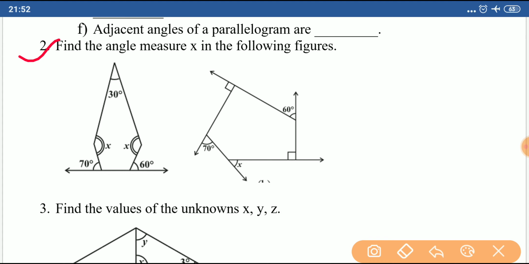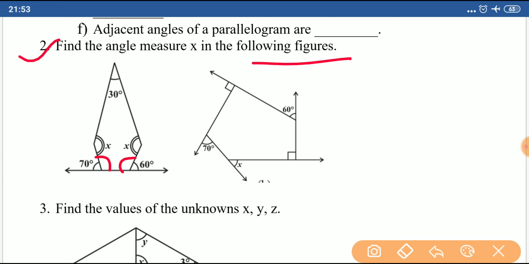Now the next, question number 2. Find the angle measure x in the following figures. So you have to find the measure of these angles. This is very simple, you have done it in your exercise. 70 degree, you can find this angle by using linear pair. Again you can find this angle by using linear pair. Then how many sides does this have? 1 2 3 4 5. It means this is your pentagon.